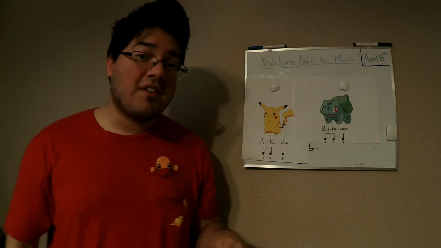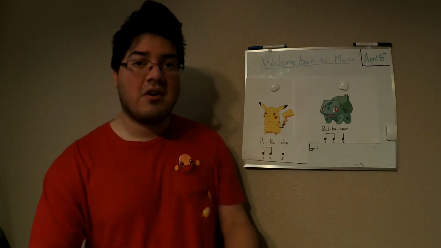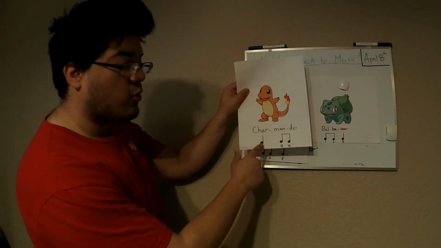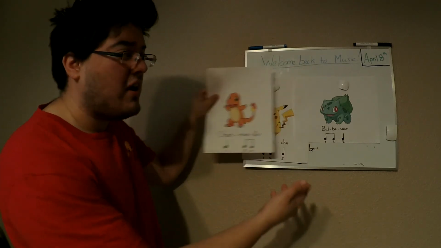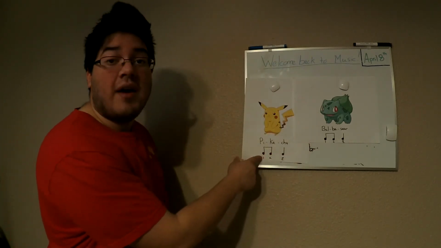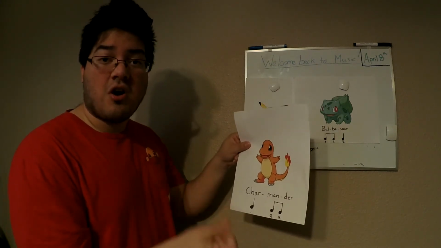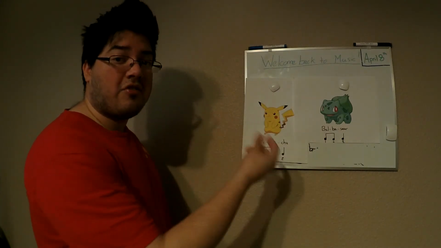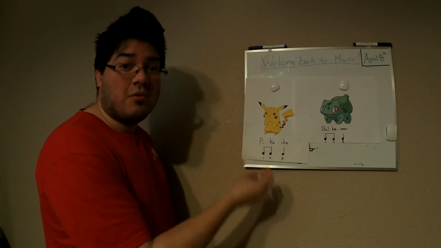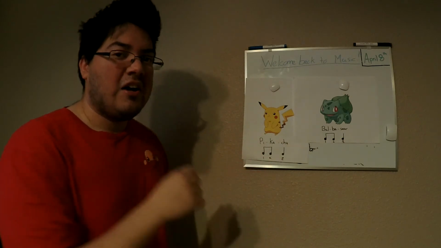Now you might notice that's actually the exact opposite of the one we just learned with Charmander. With Charmander, it's a quarter note, then two eighth notes. But with these two Pokemon, it's two eighth notes and a quarter note. So we have Charmander, Charmander. And then we reverse it, now it's Pikachu, Bulbasaur. Do we see how the rhythms are lining up with their names?